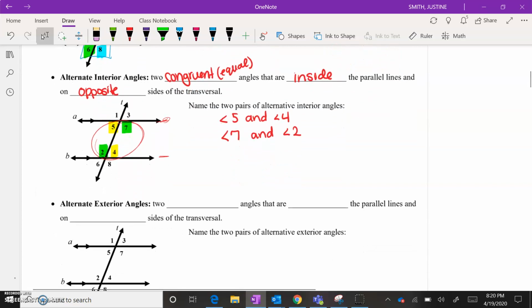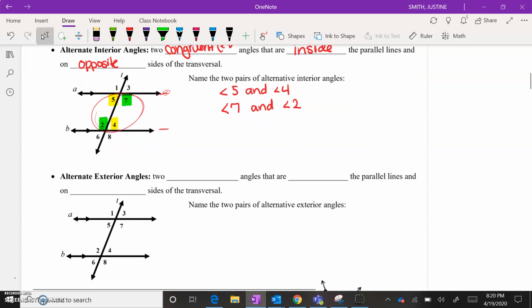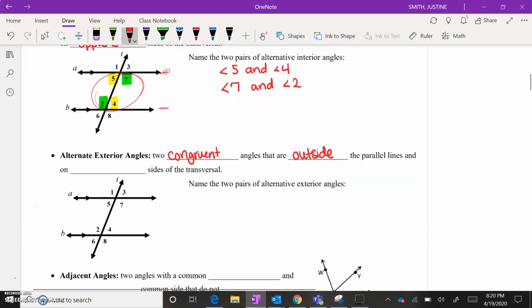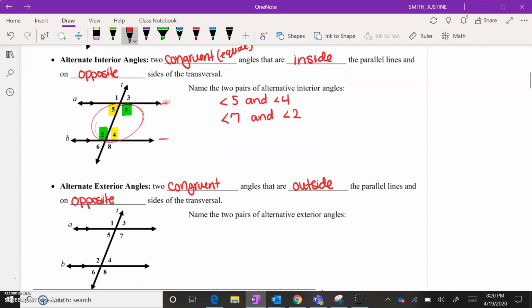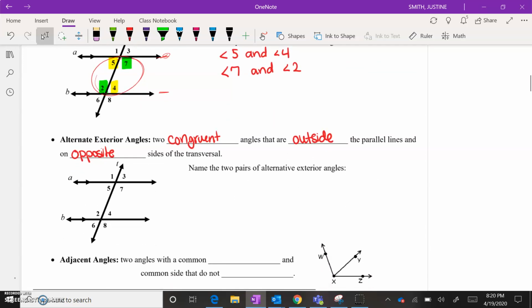So we also have alternate exterior angles. Okay, so again, when a transversal cuts two parallel lines, it's going to form two congruent, or equal, angles. And now this time they are outside the parallel lines and, again, on opposite sides of the transversal.